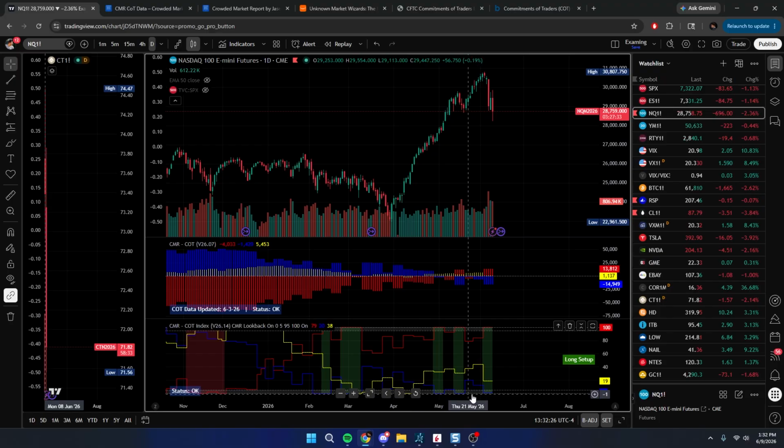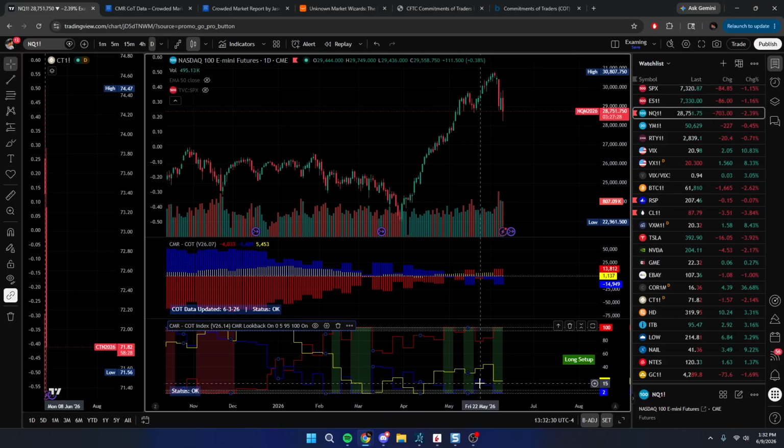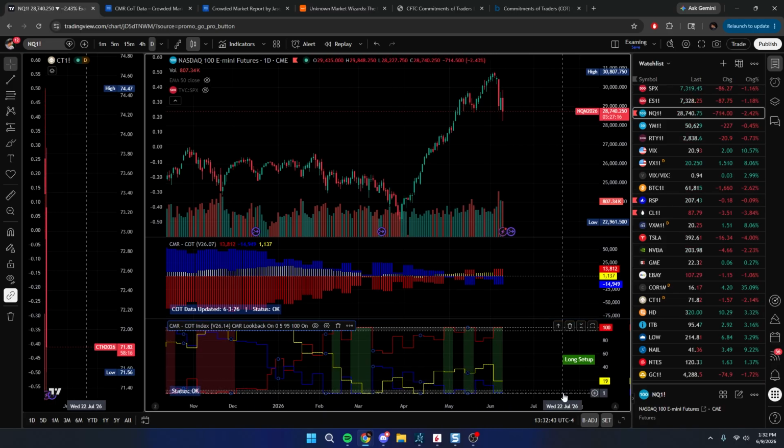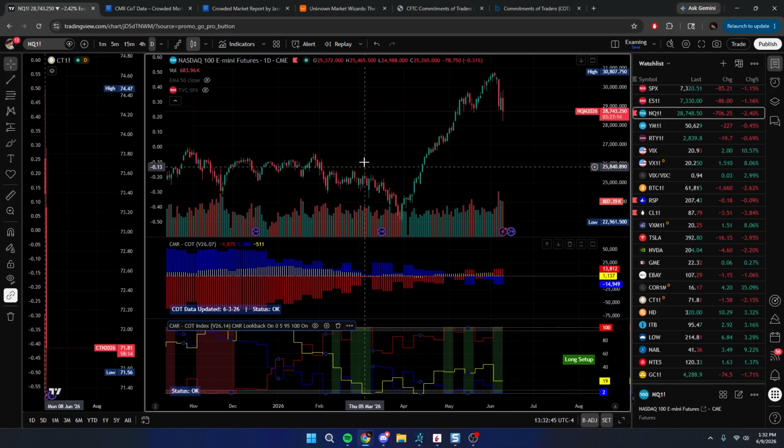I mean, look at large speculators. They also haven't been crazy big buyers in the futures market for NASDAQ. Look at this. They're literally as short as they've been over, I think for equities, a 6-month look back period. Commercials are long. If anything, the COT report is telling us that we should be looking for longs here.